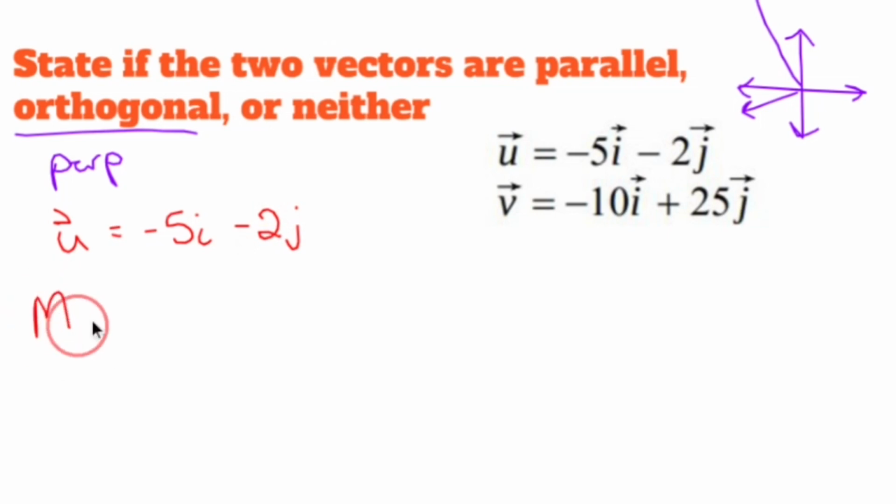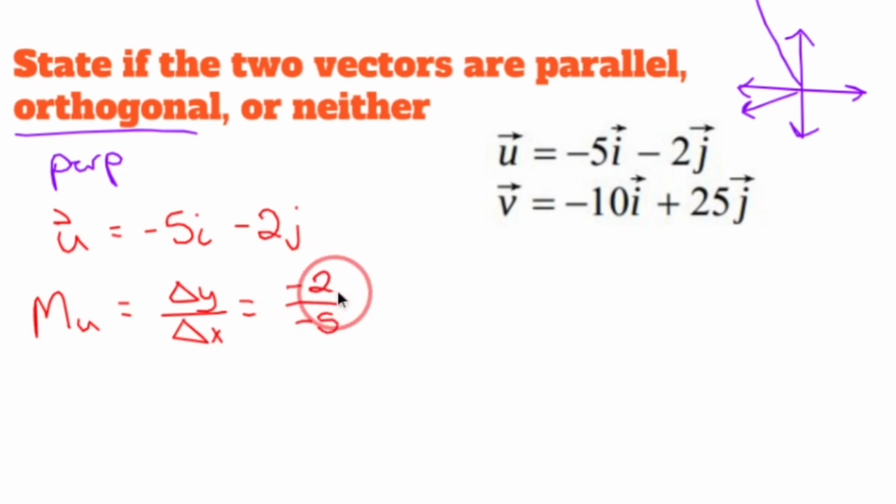I'm going to find the slope. I'm going to call it m sub u. The slope is the change in the y values over the change in the x values. If I'm going left 5, then my change in the x value is left 5. And if I'm going down 2, then my change in the y values is down 2, and that gives me a slope of 2 over 5. So the slope of this guy right here is 2 over 5.